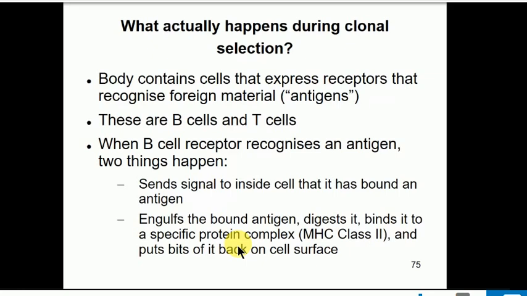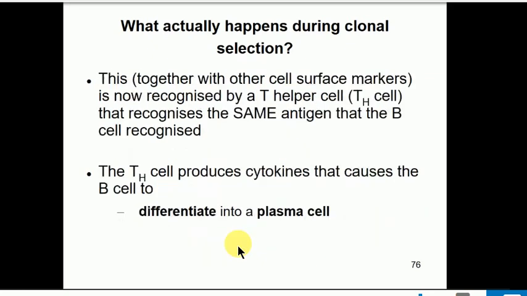Having done that, it takes the peptides from the antigen and puts them back onto the outside of the cell, bound to a very particular protein complex. This protein complex is called the MHC class II complex. MHC stands for major histocompatibility, but you just need to know it as MHC class II. I'll show you a diagram of this in a minute if this is a bit hard to follow.